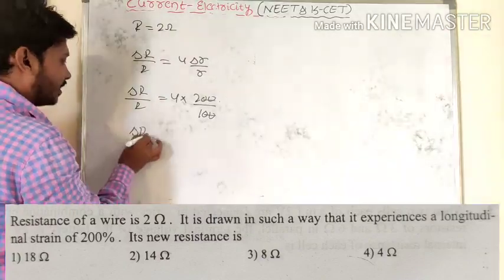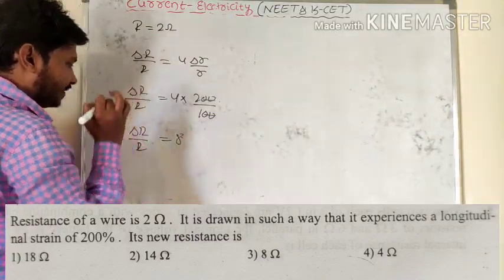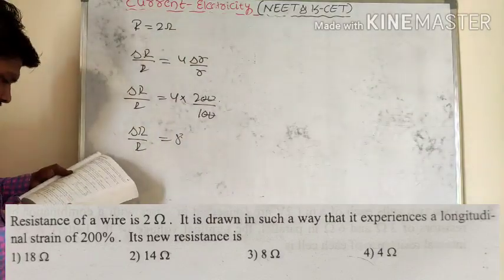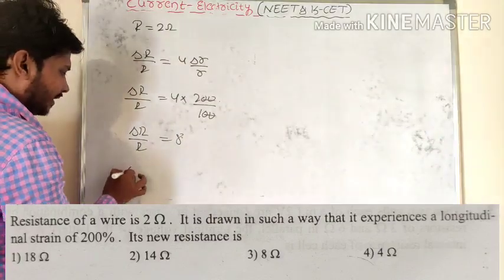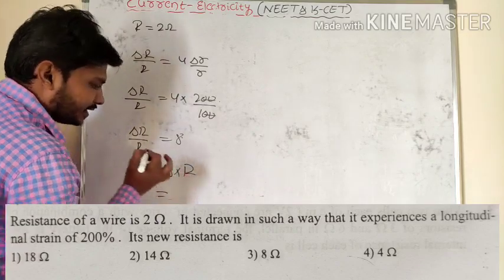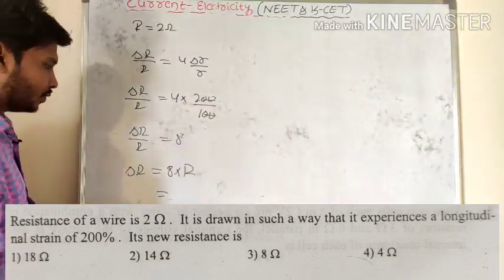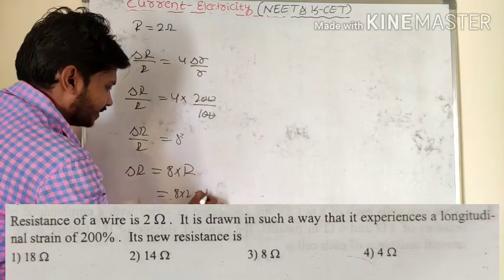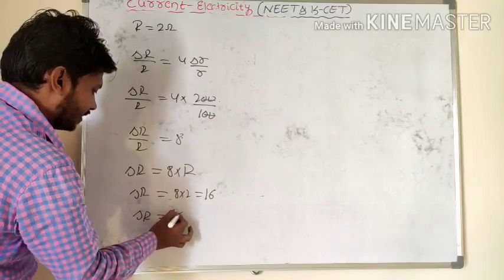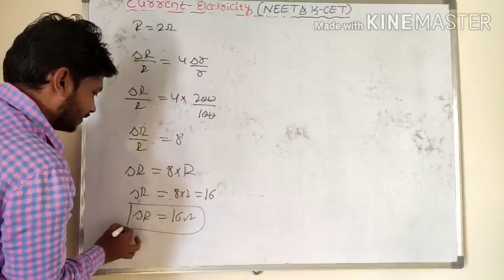So delta R by R is equal to what? 8 here. So what's the delta R by R value here? 8 here. So delta R is equal to what? 8 into R here. What's the resistance value they mention? 2 ohm here. 8 into 2, that is 16 ohms. So what is that delta R value here? Delta R value is 16 ohm here.